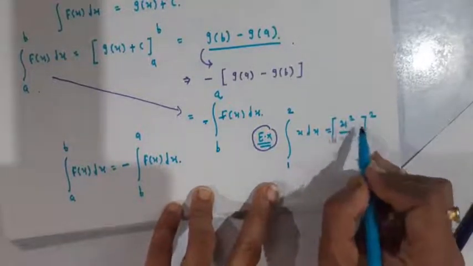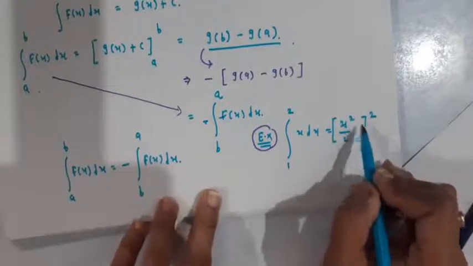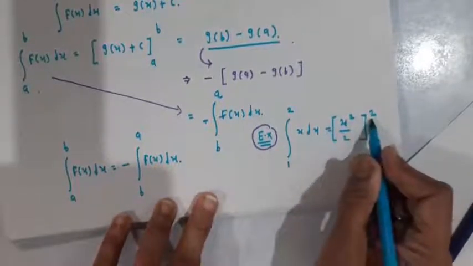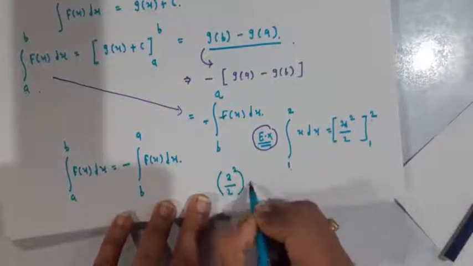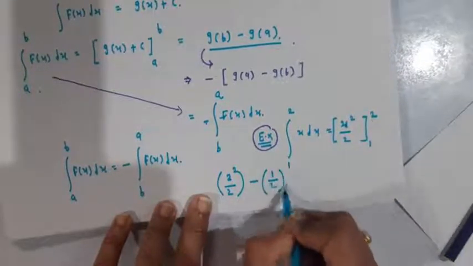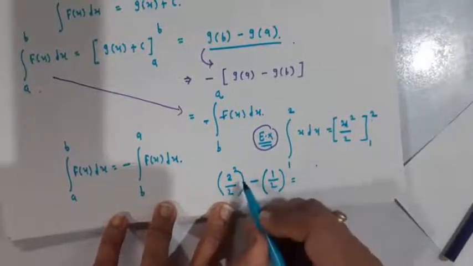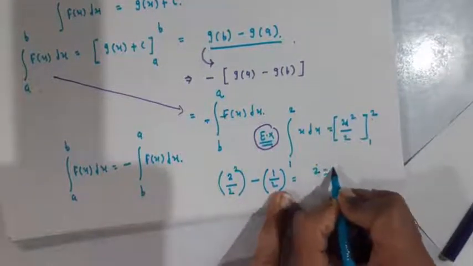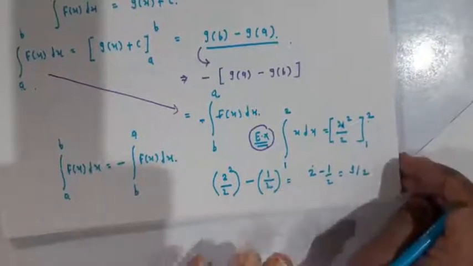So x square, put the value: upper limit minus lower limit. x is 2, so this is 2 square upon 2 minus 1 square upon 2. 1 square is 1, and 2 square is 4 by 2, which is 2. So 2 minus 1 by 2 is equal to 3 by 2.